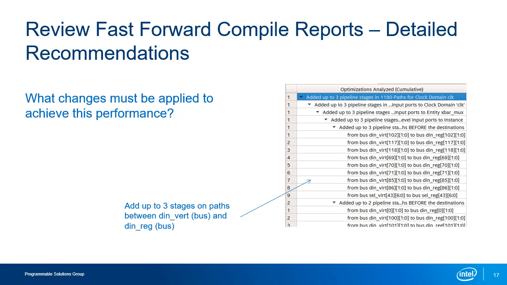Looking at this screen capture, we can see that 3 pipeline stages were added in the CLK clock domain. Where were they added? They were added to top-level input ports to the entity xbar_mux. In particular, they were added in between the port dn_vert and the input registers dn_reg, and the port select_vert and the input register select_reg.